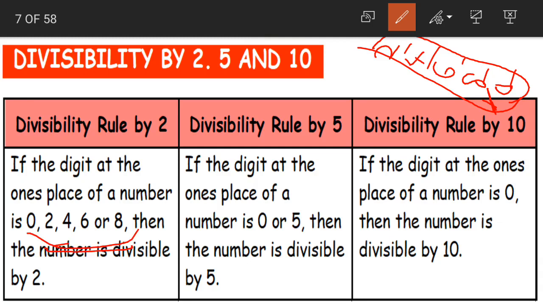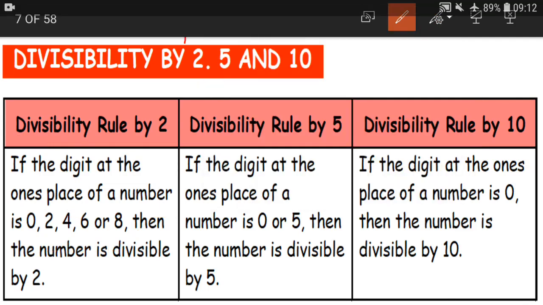Understanding children how to remember these numbers here? Write the multiples of 2. 2 ones are 2, 2 twos are 4, 2 threes are 6, 2 fours are 8 and 2 fives are 10. So these 5 numbers 2, 4, 6, 8, 10, when they appear at the ones place of a number, then the number becomes divisible by 2.